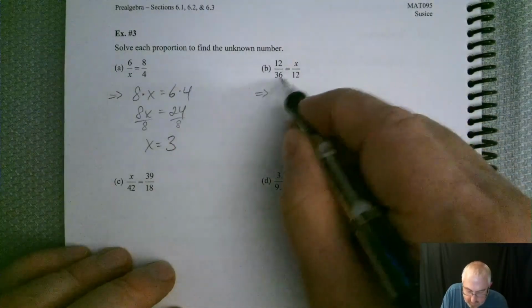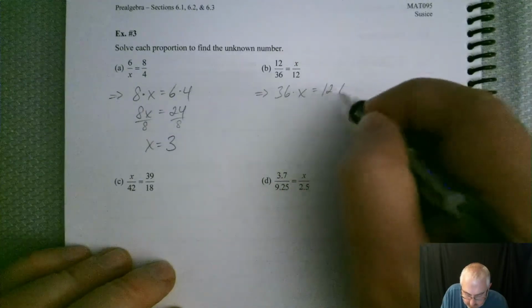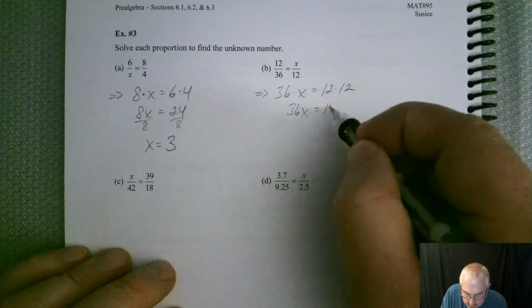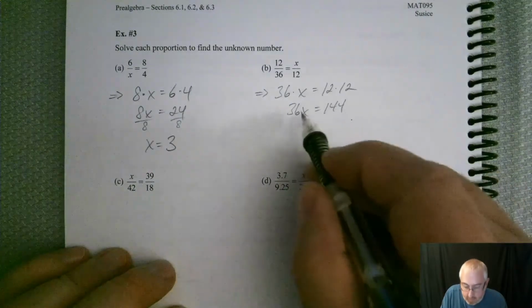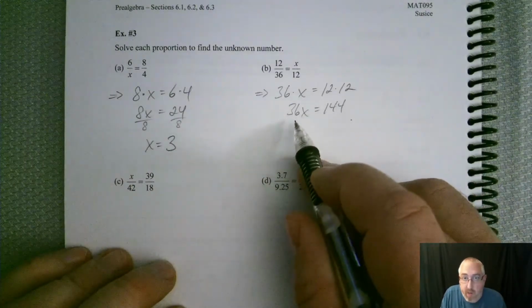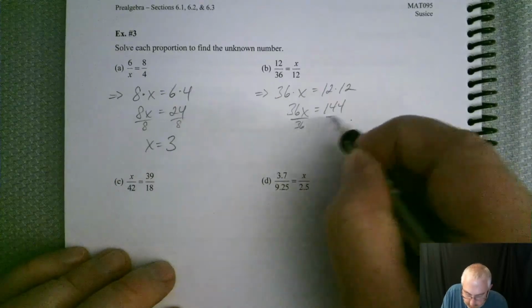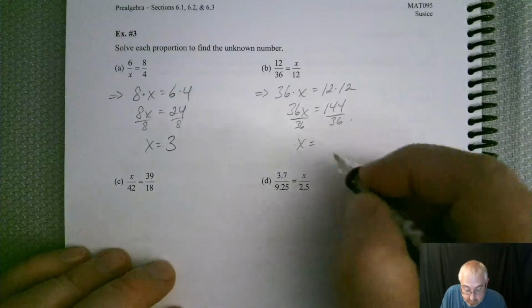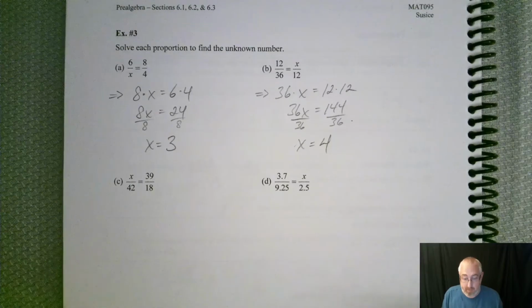So same idea here. Let's do the 36 times the x, 12 times 12. So 36x equals 144. And so now you always just divide by whatever's in front of the x. So if we divide by 36 on both sides, x is equal to 4. That's it. Very, very quick problems.